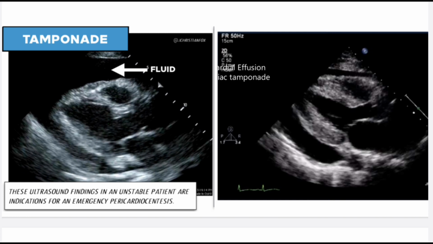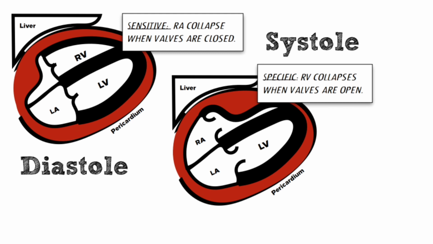On the right side we have another diagram in which more fluid is accumulated over the left ventricle. It's a graphical representation of what happens while there is a cardiac tamponade. In diastole, the right atrium is getting collapsed, while in systole the left ventricle is getting collapsed. We can look for this collapse while doing a point of care ultrasound.